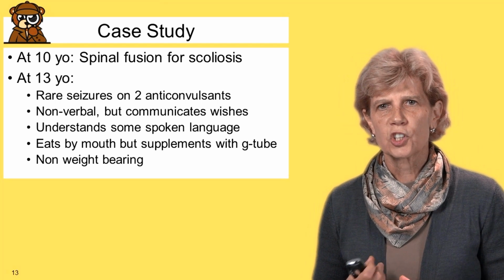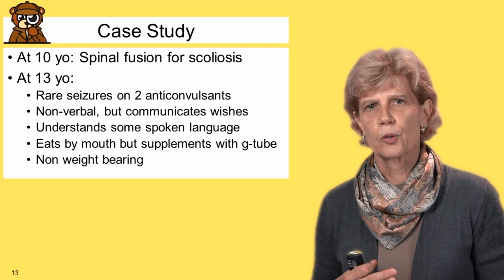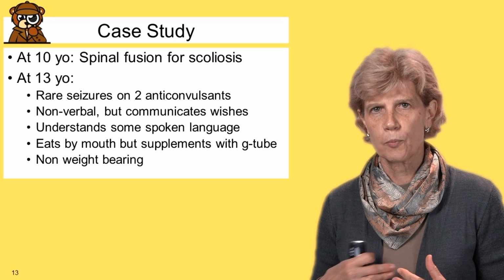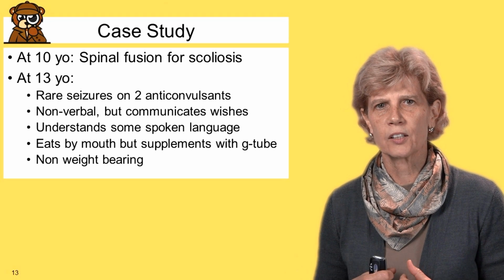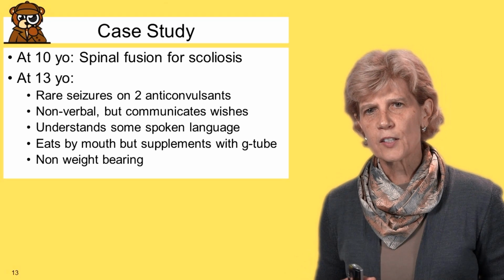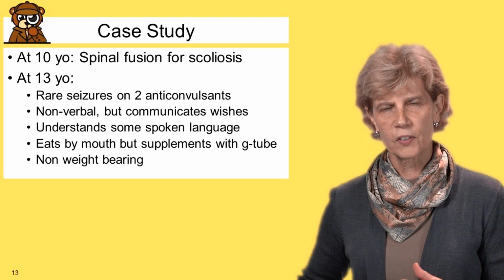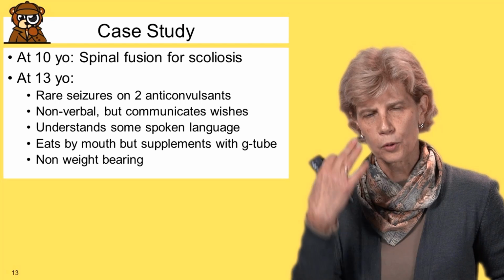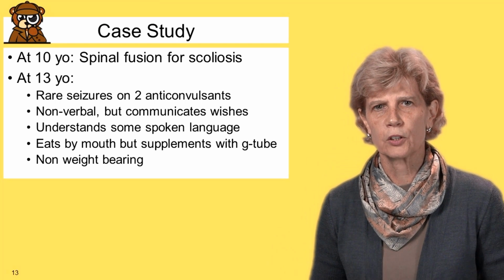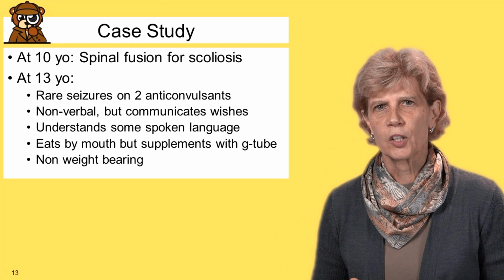And at 13, she has rare seizures. The seizures are better controlled. She is not able to speak, but she does communicate well with her parents and with caregivers. She understands some language. She's able to eat some by mouth, but she has a feeding tube in her stomach, not through her nose, but directly into her stomach, a gastrostomy tube to supplement her feeding, and she's not weight-bearing.